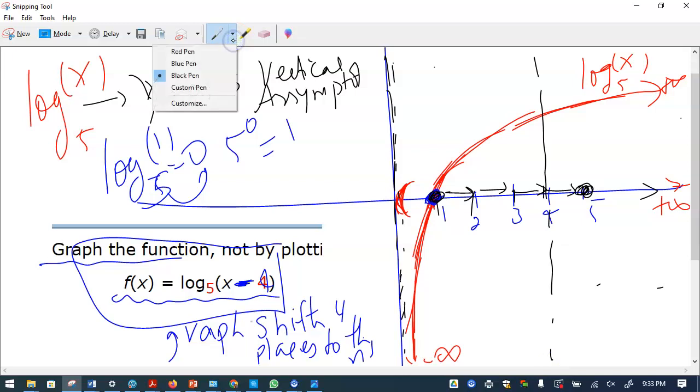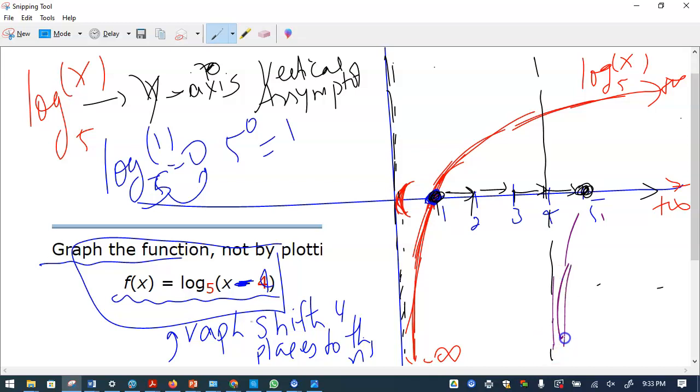And the graph will look like, using the purple color. So I don't have enough room to move that. Okay, so this whole thing will go something like this. See? Start from down and it will go something like that.